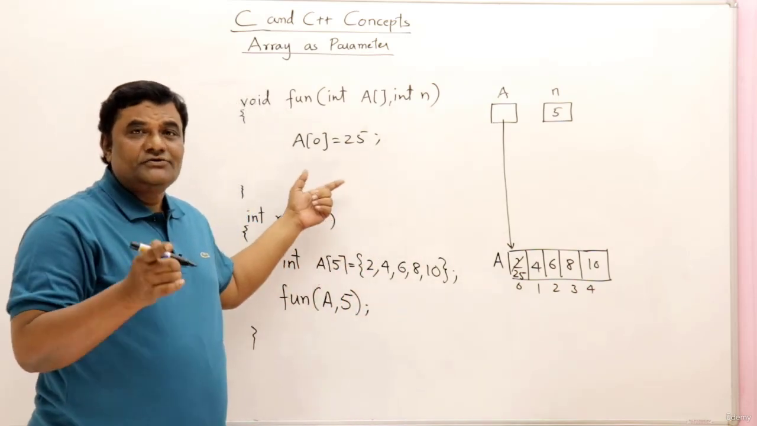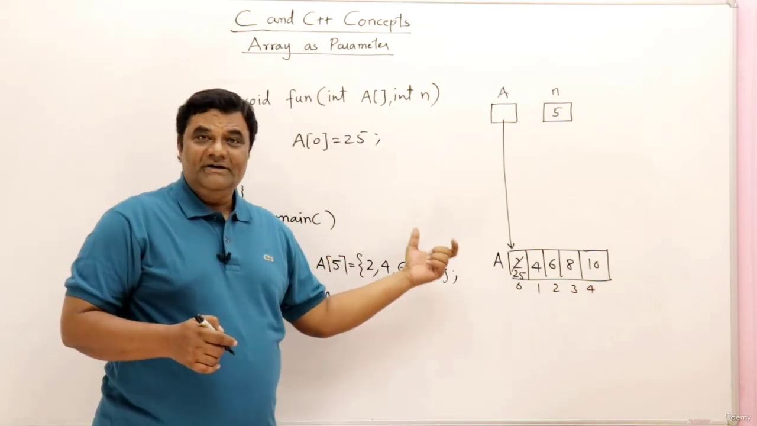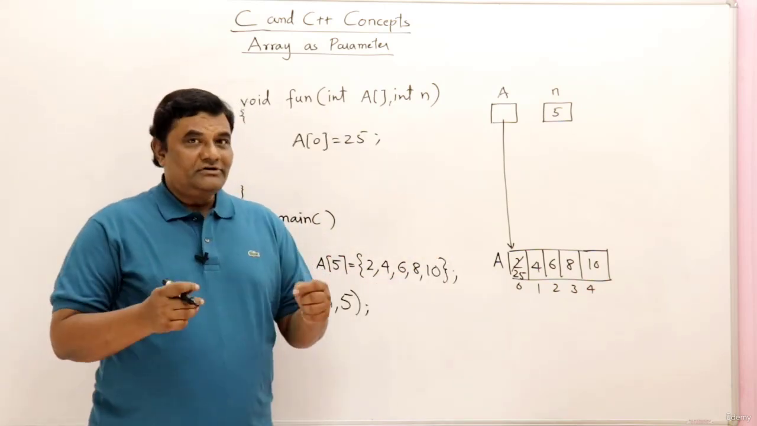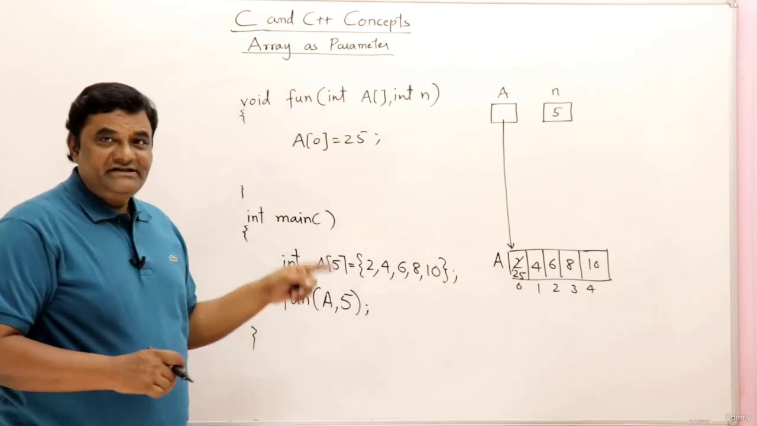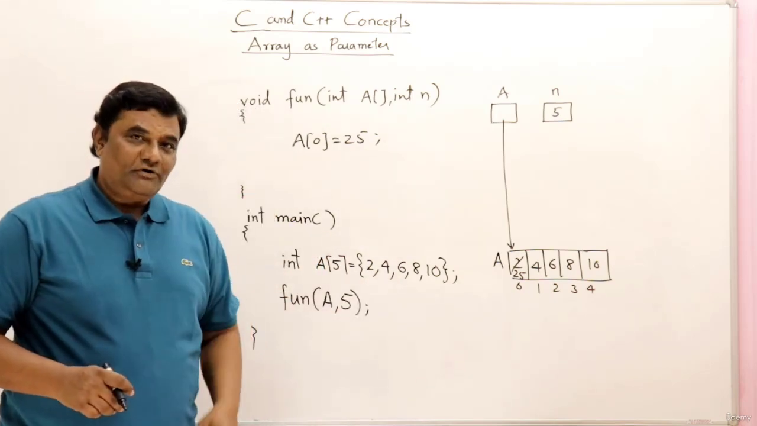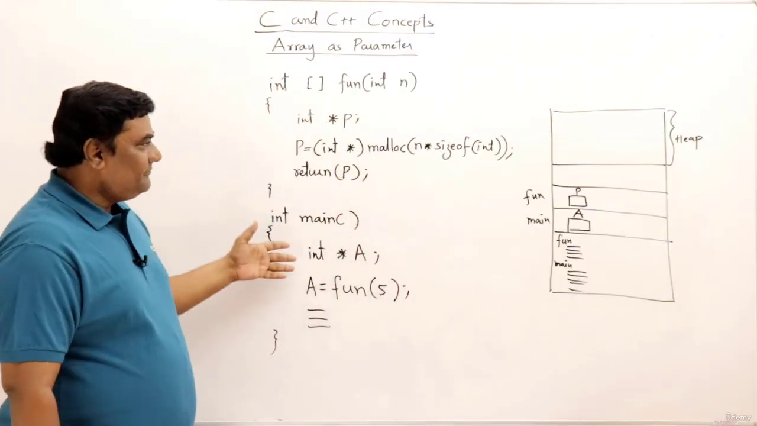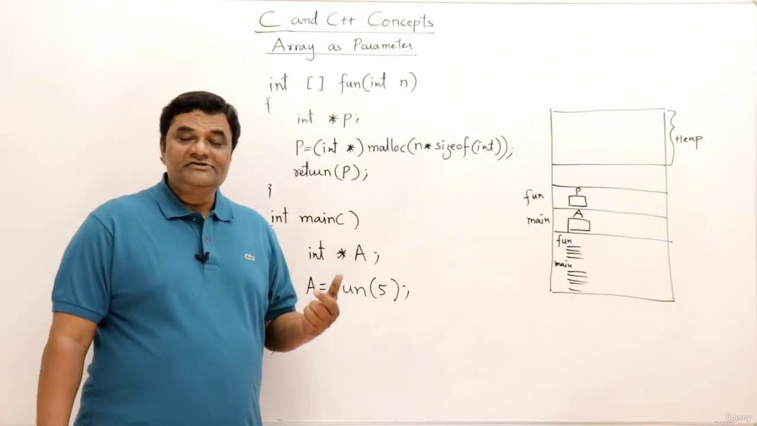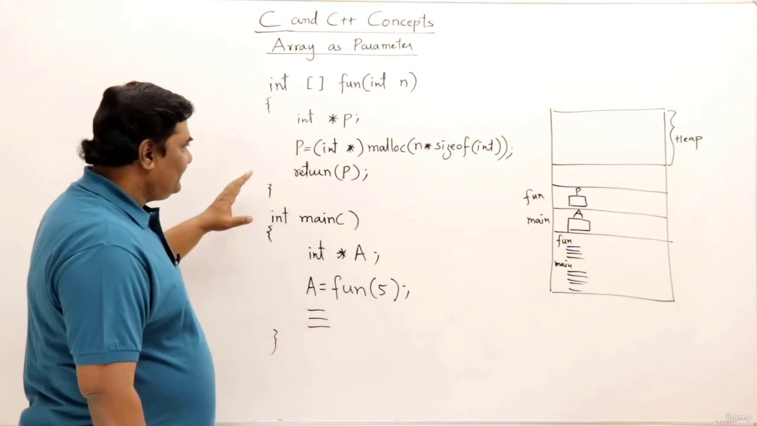So this is sufficient to show you that even a function can modify the actual parameter. Now one more thing I will show you, returning an array as a parameter. So I will remove this and change the function, then I will discuss it. Here I have an example showing how a function can return an array. Let us look at this code.